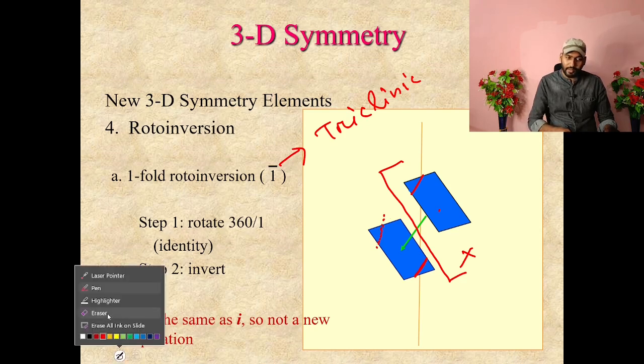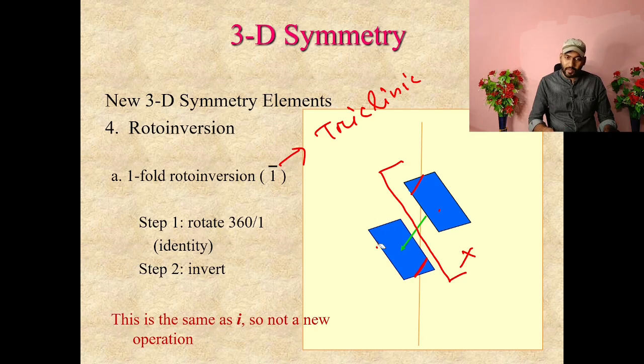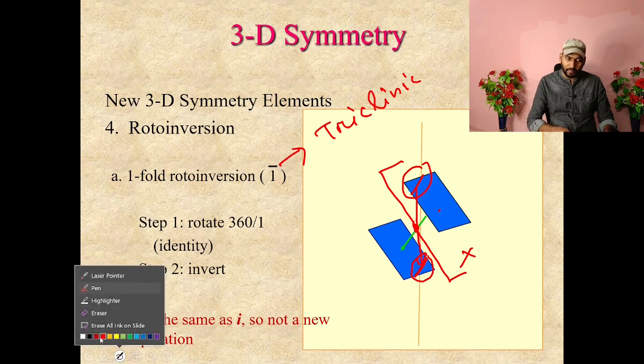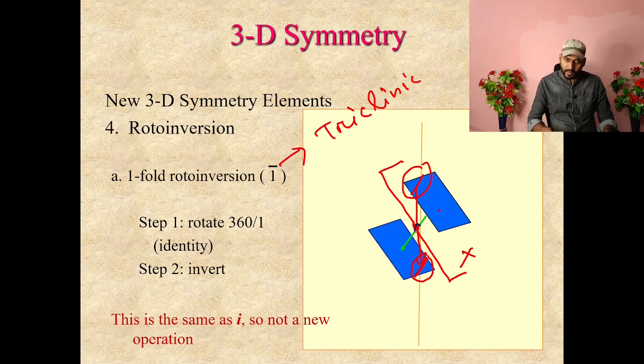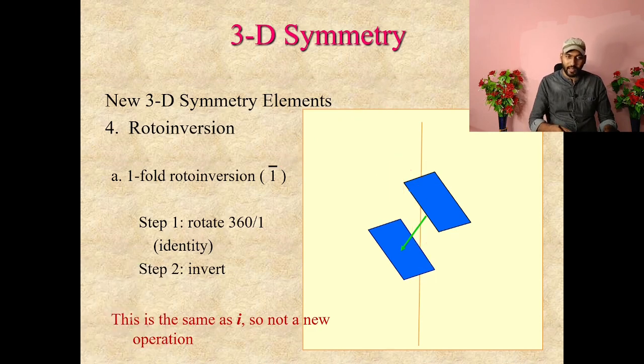What happens is the line is inverted. The line from here will come to this position. So it is inverted through the center. Through the center, it has to invert. Then we will call it inversion. If this is the center, this line is inverted through the center.